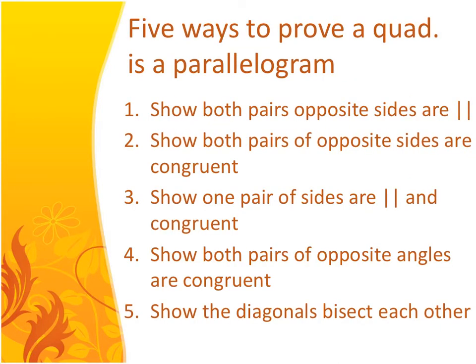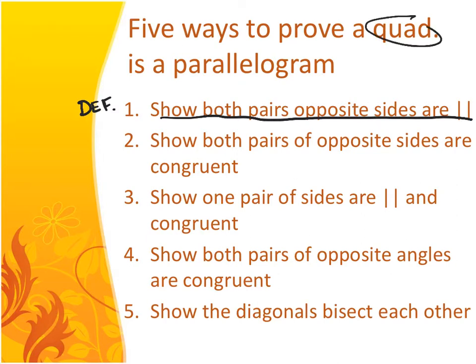Okay, so here are the 5 ways. This is all of them together. This is just everything that we just did. The first one is the definition. This is the definition of a parallelogram, that both pairs of opposite sides are parallel. That is one way that you can prove that a quadrilateral is a parallelogram.